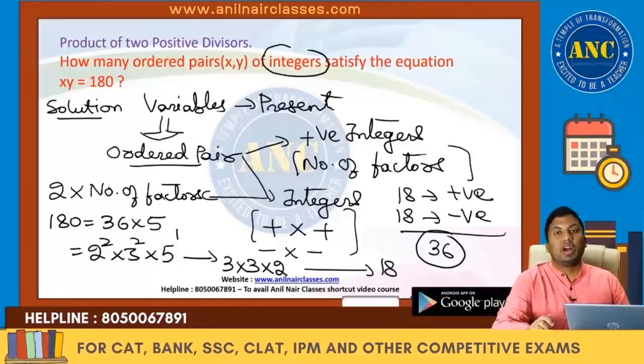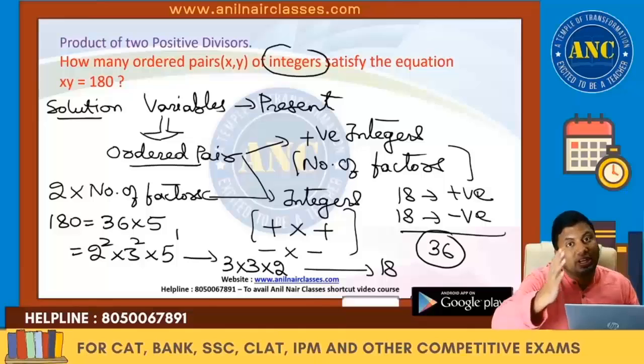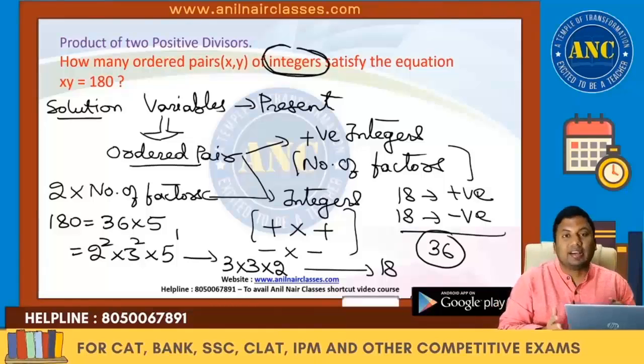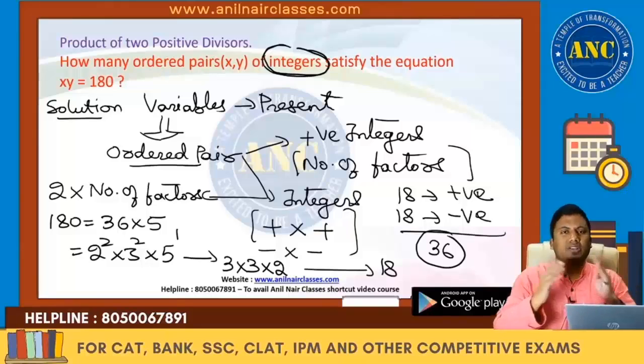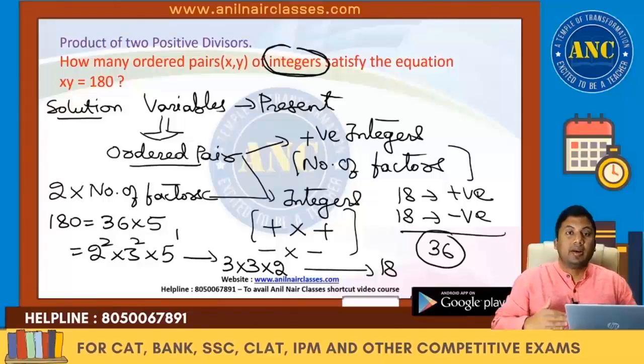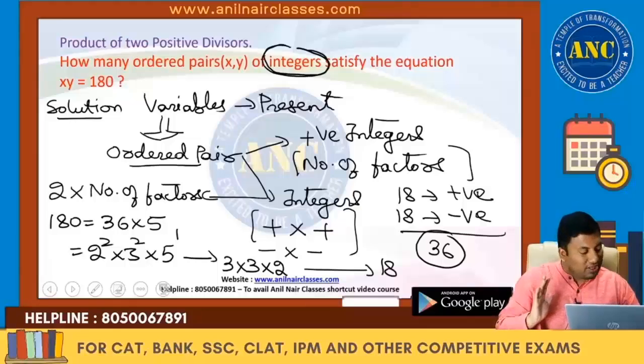Why is it not the number of factors? Why is it 2 times the number of factors? Because the question is asking for integers. It is not asking for positive integers. If it were positive, with both numbers positive, we would have got the number of factors. But it is asking for integers. I will take an example and show. I hope this concept is clear.